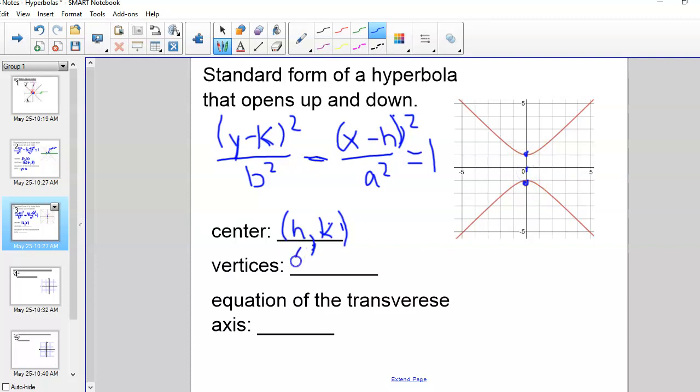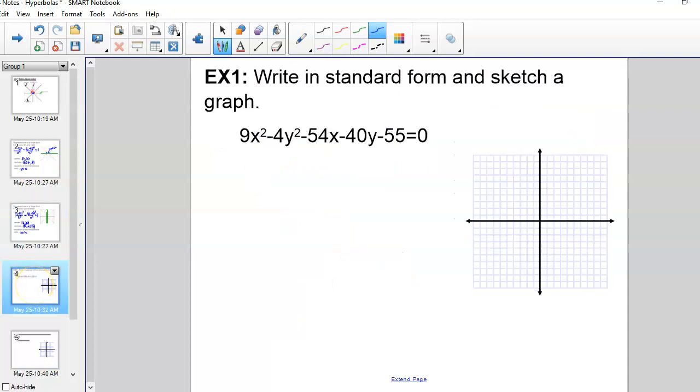So the vertices for this graph are going to be h, and then we'll have k plus or minus, and underneath that k you've got a b squared, so it's plus or minus b. And then in this case, your transverse axis would be this vertical line right here, and it goes through the center. So since it is a vertical line, vertical lines are x equals equations, and our x coordinate of our center is h. So it's going to be x equals h is going to be the equation of that transverse axis.